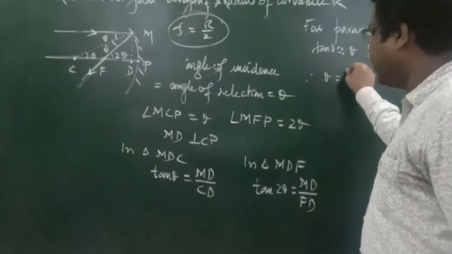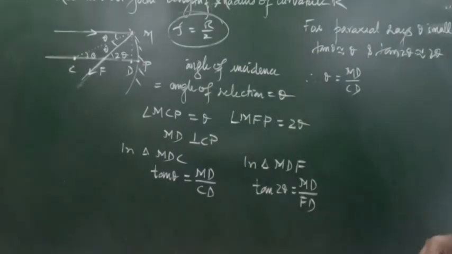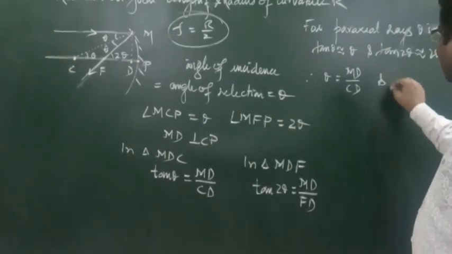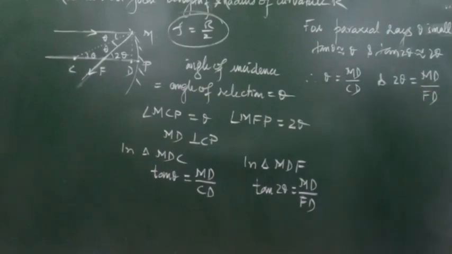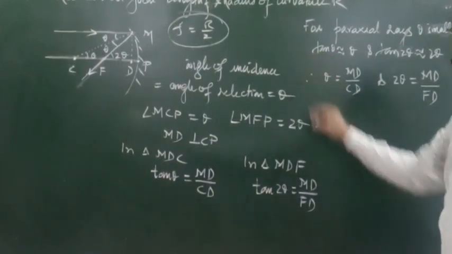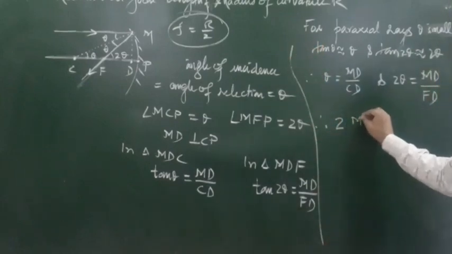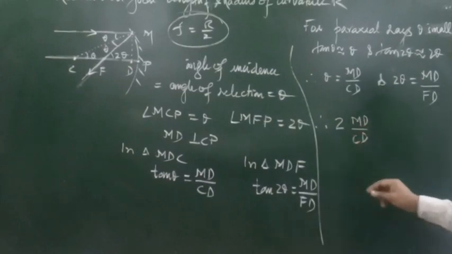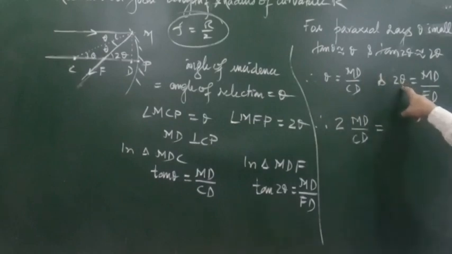So you will write this as theta equals MD upon CD, and 2 theta equals MD upon FD. Now, if I combine these two relations, what will you get here? 2 theta is MD by FD, and I put in the value of theta from the first equation into the second equation.